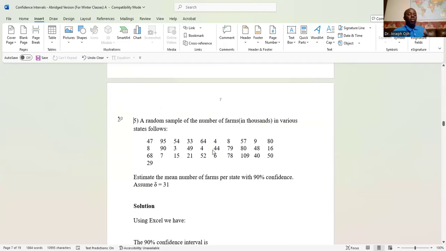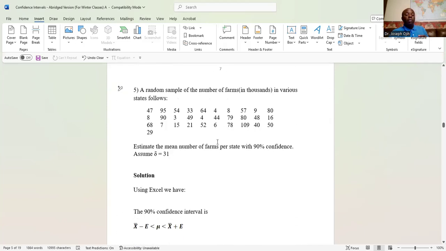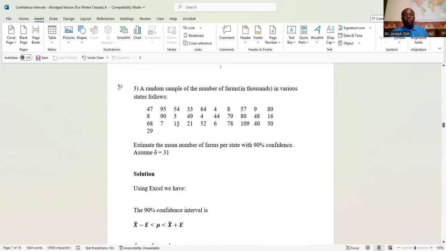Now, unlike the other one we just did, where they give us the summary statistics, the mean and the standard deviation, in this case you are going to calculate it by yourself. Of course, the first thing to do is to put the data set in Excel. And once you calculate it, then you follow the same process. Once you get your error margin, on the left side you subtract the error margin, and on the right side you add the error margin. So let's go and do it. First of all, put this in Excel. You have it in Excel right here.